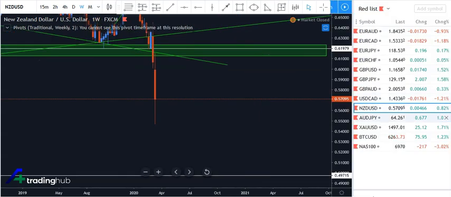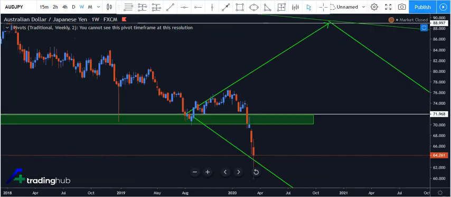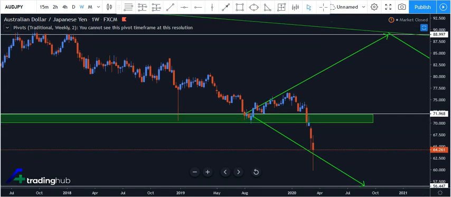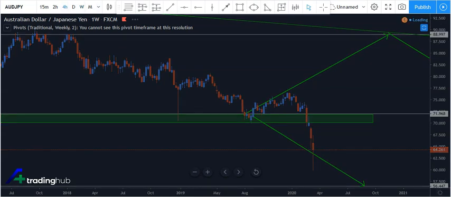Let's look at AUD JPY. AUD JPY price broke below the key support zone there, and we had a very nice retest, and it's still trending down. So we are going to continue to sell to 56.447. So let's go to our entry time frame and see how we can take a trade for this week.